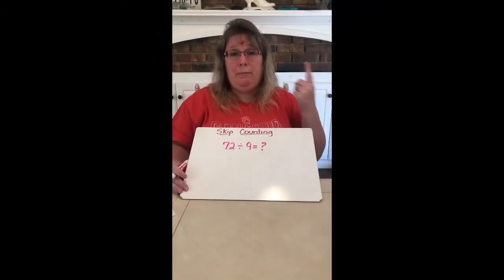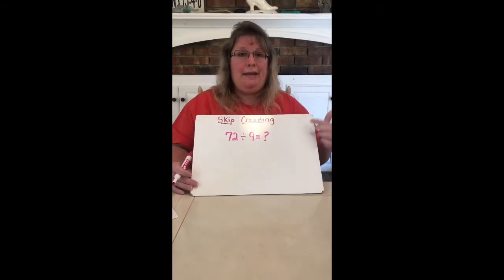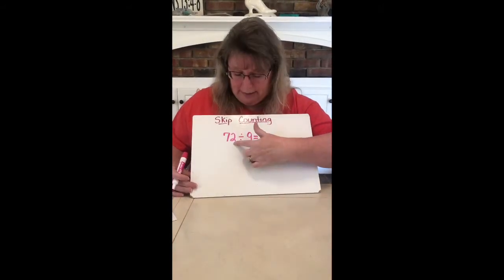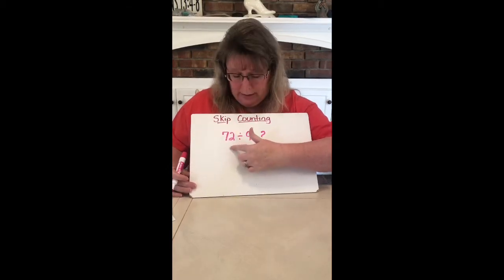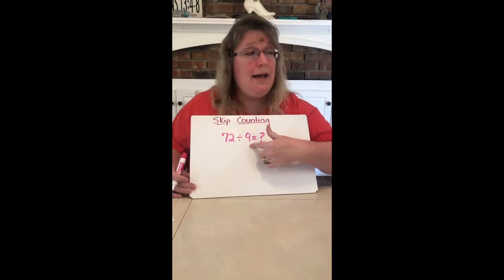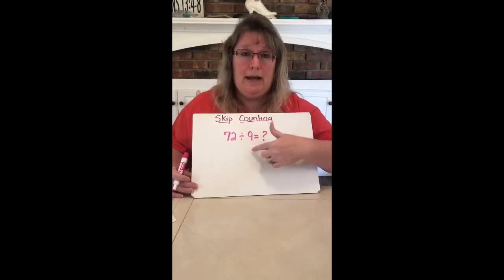Okay, now we've done repeated subtraction, we've done grouping, now we're going to look at skip counting. And yes, I went big on you. What is 72 divided by 9? We know the total is 72, and we know that the size is 9, or however you want to say it. So we're going to count by the 9.